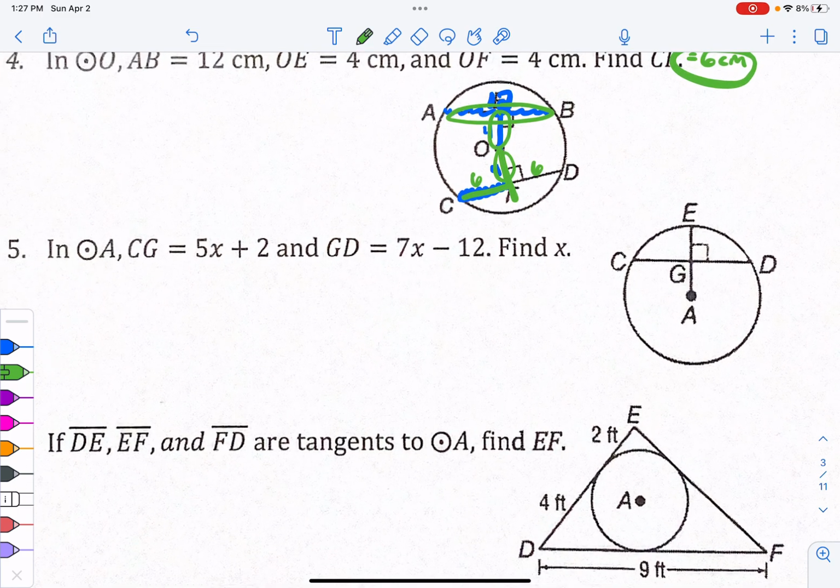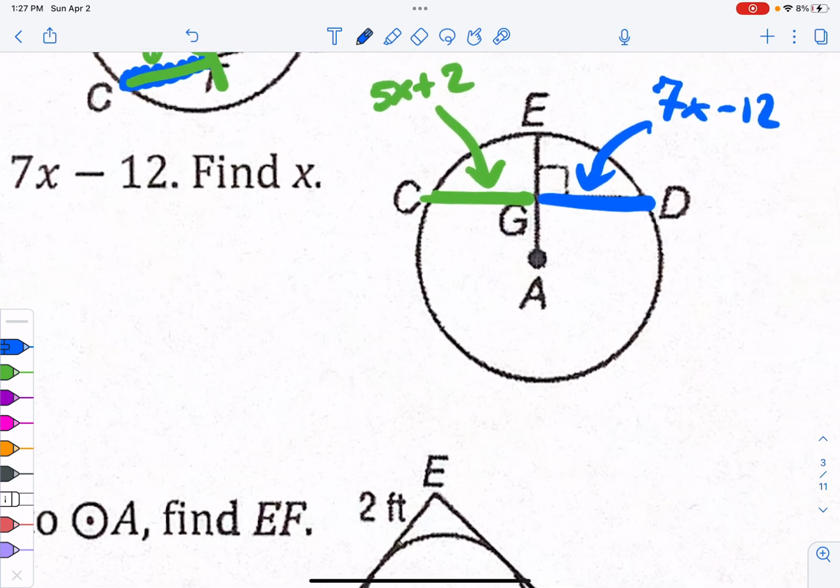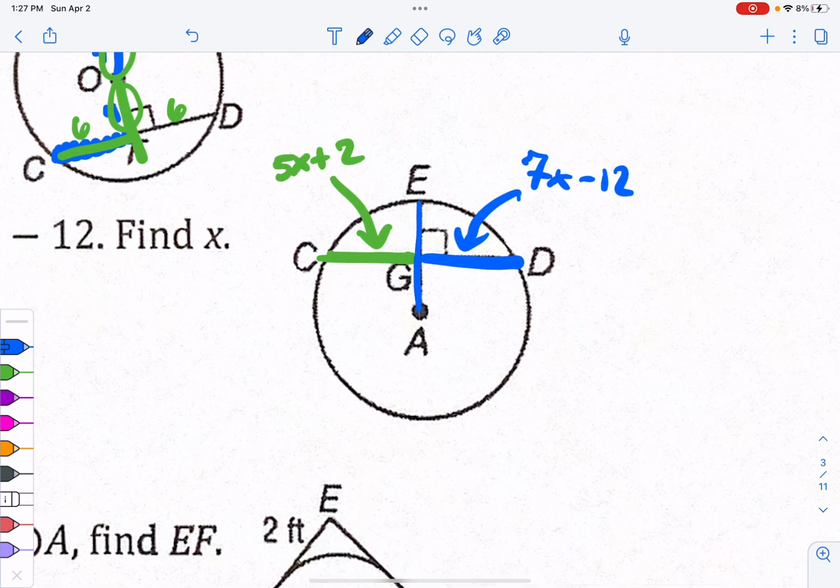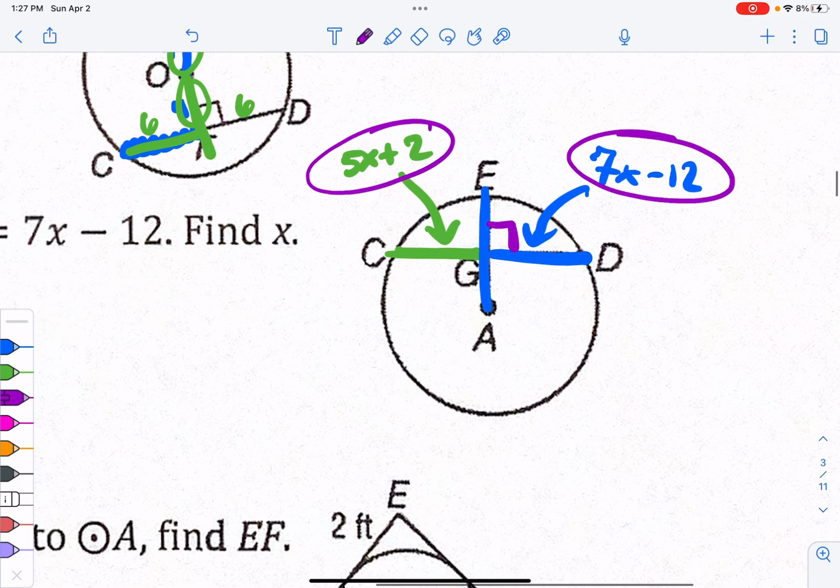All right, in circle A, it says CG. This distance right here, I'm going to label as 5x plus 2, and then GD right here is 7x minus 12. Find x, okay? They are giving this as the radius of the circle, and they're saying that it's perpendicular, which is going to take that chord and split it exactly in half, so we can set this guy equal to this guy. The fact that that forms a perpendicular means it's going to have to split it in half.